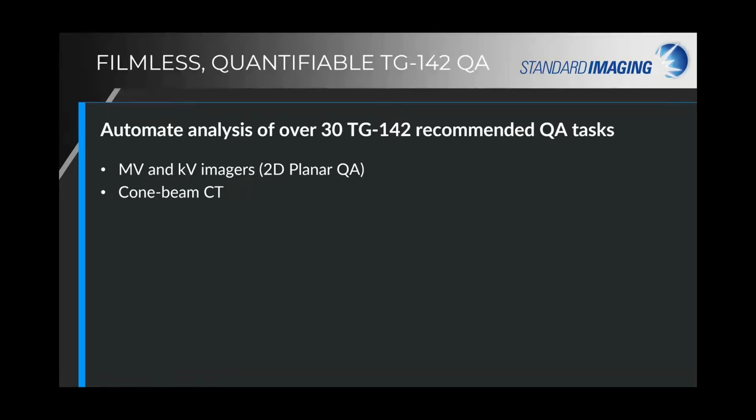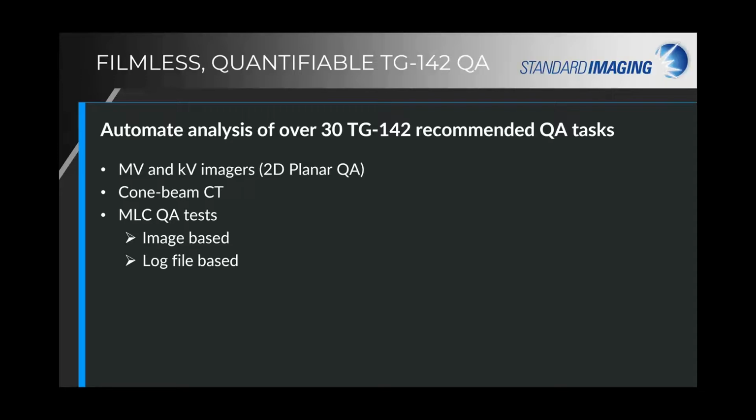For the MV and kV planar imaging QA, we've got our own set of phantoms for that, our QC kV and our QC-3 phantom. The cone beam CT QA is done using the Phantom Laboratories CatPhan, and we've got the specific capabilities to do tests for either the Elekta 503 Phantom or the Varian 504 Phantom, as well as the 600 series of CatPhan.